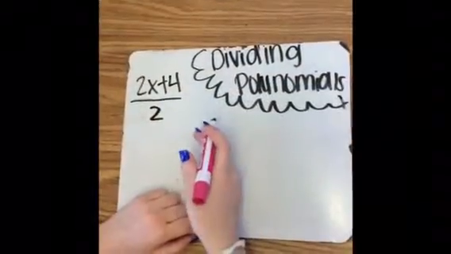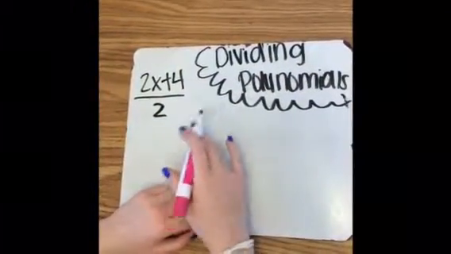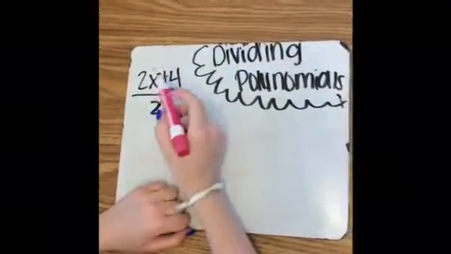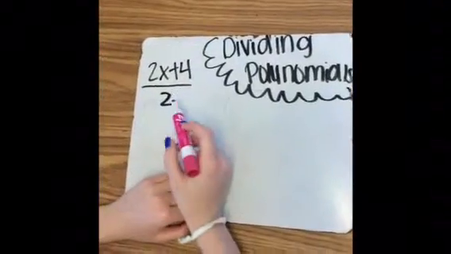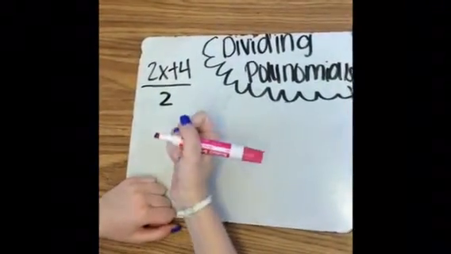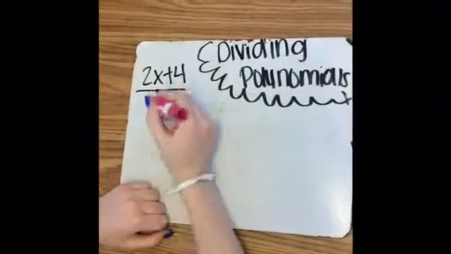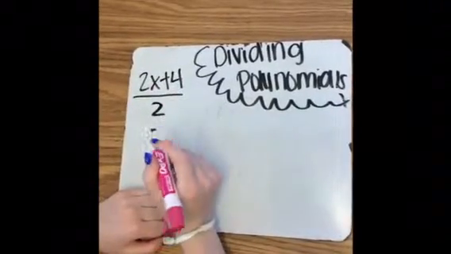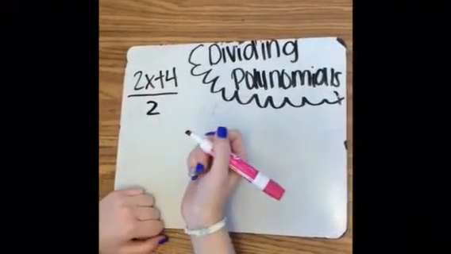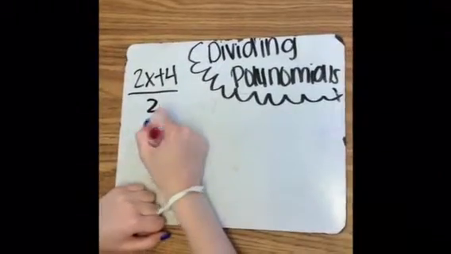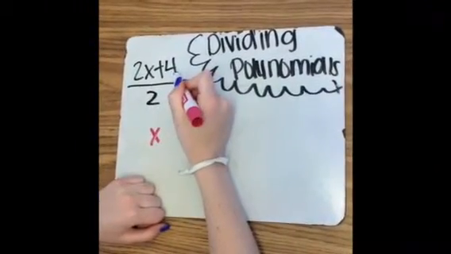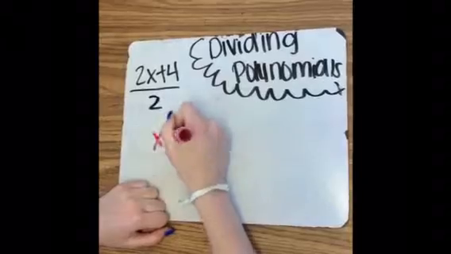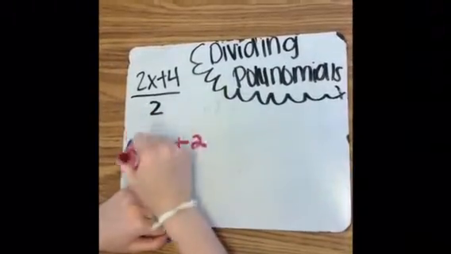So this is dividing polynomials. We've learned adding and subtracting. Now it's time to learn how to divide. So we have 2x plus 4 divided by 2 as our problem. What you do is you just divide regularly. So you have 2 divided by 2 is 1. Since there's only 1 in front of an x, you just leave it by itself. So it's x. And then you go to the 4. So 4 divided by 2 is 2. So then you have plus 2. This will be your final answer.